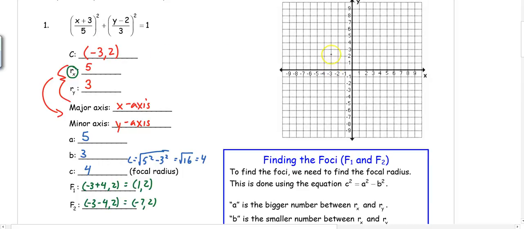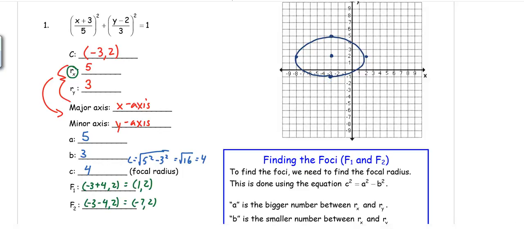So I'm going to go to negative 3, 2. This is my center. With my x and y radii, my x radius is going to help me go left and right from my center point. So I'm going to go 5 to the left and 5 to the right. My y radius helps me go up or down, so I'm going to go up 3 and down 3. And then I can connect these 4 points to form an ellipse.